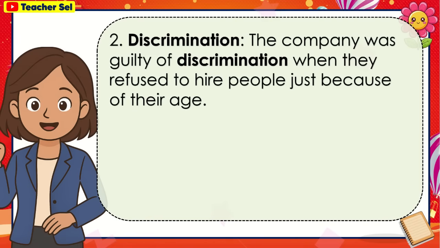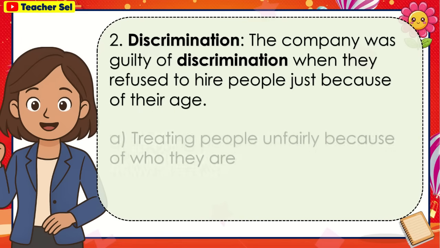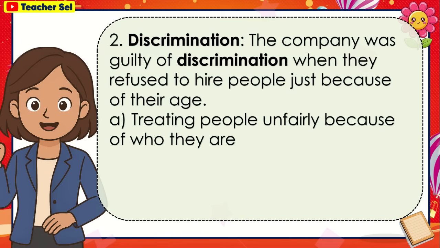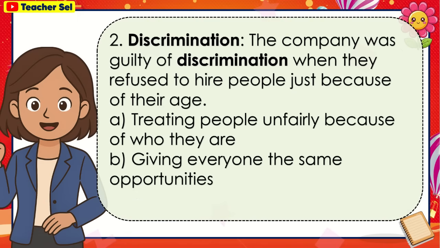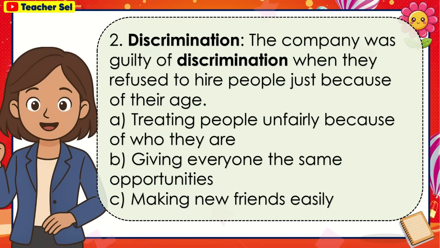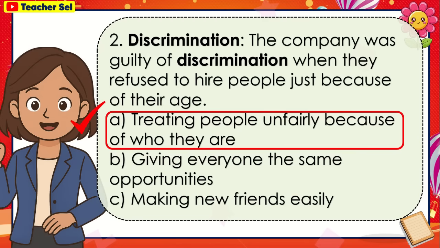Number 2. Discrimination. The company was guilty of discrimination when they refused to hire people just because of their age. A. Treating people unfairly because of who they are. B. Giving everyone the same opportunities. C. Making new friends easily. The correct answer is letter A, treating people unfairly because of who they are.